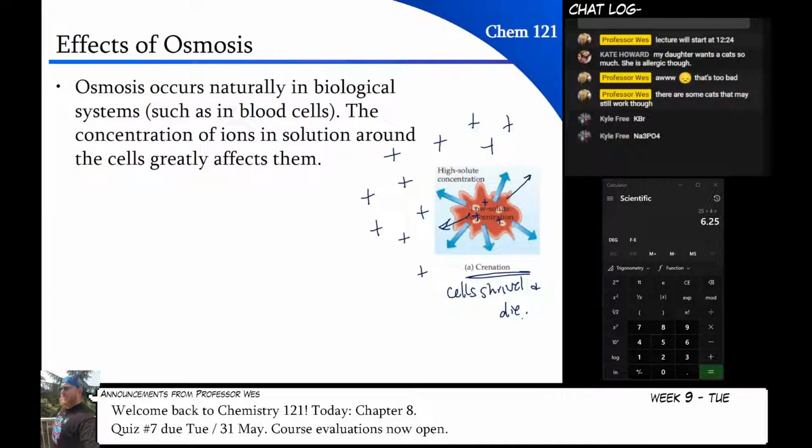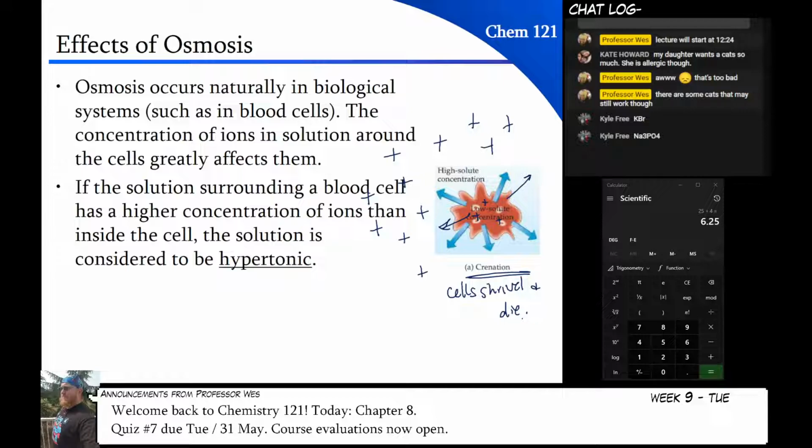Basically, what happens is the cell shrivels and cannot perform its intended function, and it could possibly die. Now, when would this happen? This happens if you eat too much salt, or if you're in the ocean and you drink salt water. In any case, you end up with a concentration of ions in your bloodstream that's too high, and you cause dehydration. Now, the solution outside the cell has too many ions, so we use the term hyper, as in too many, tonic. So a hypertonic solution causes crenation.